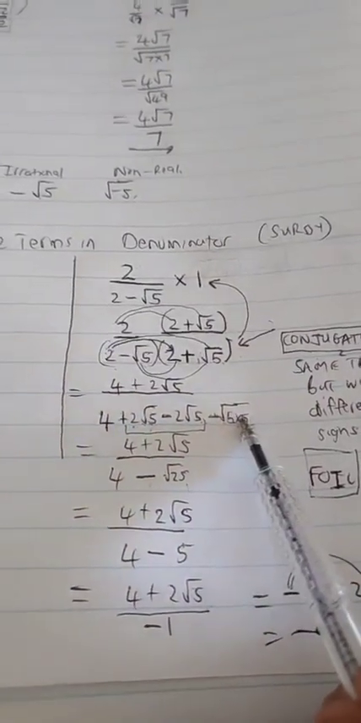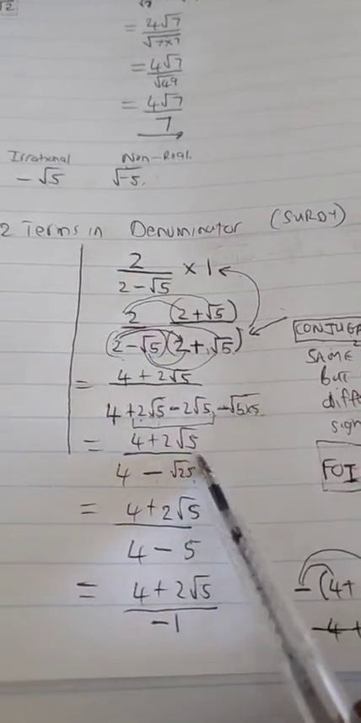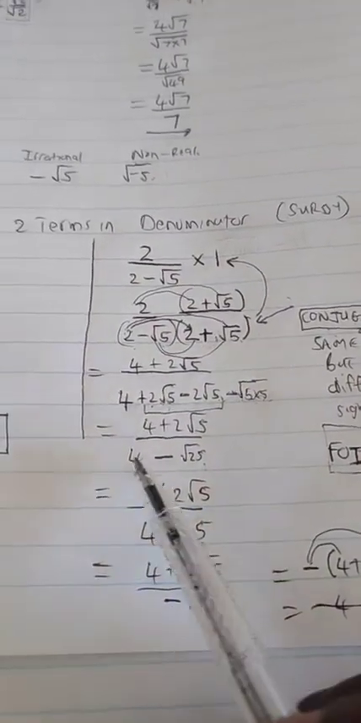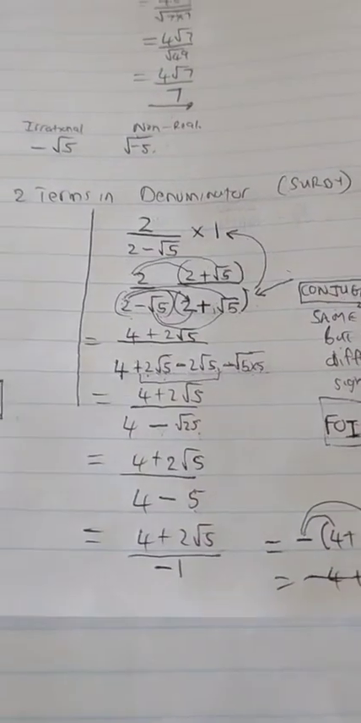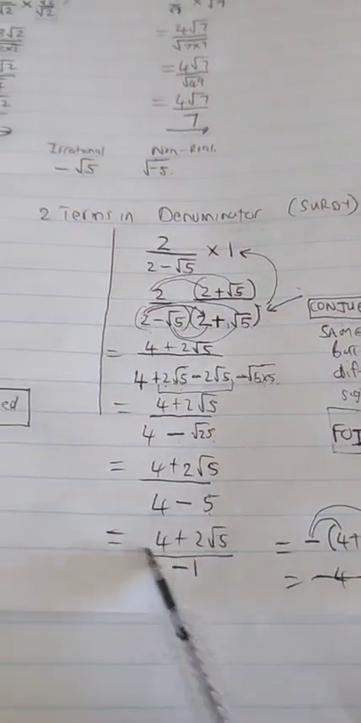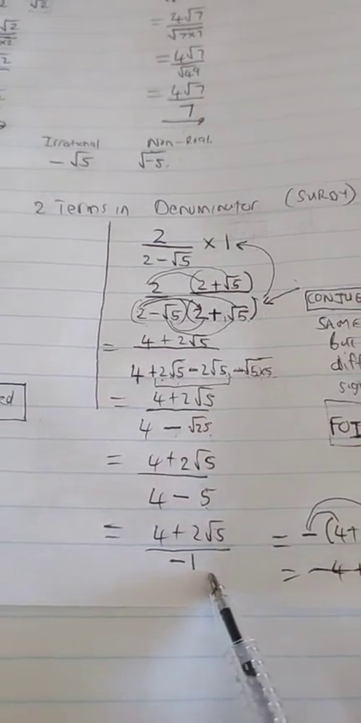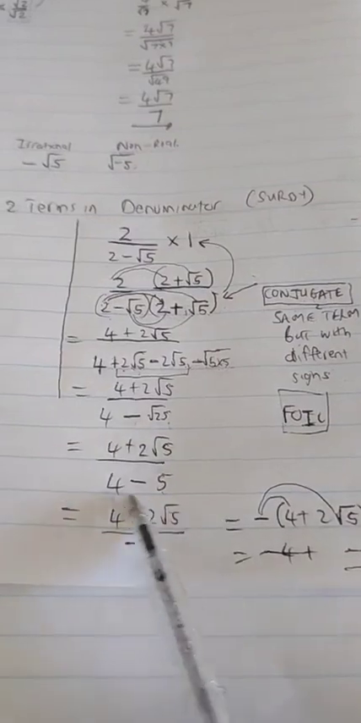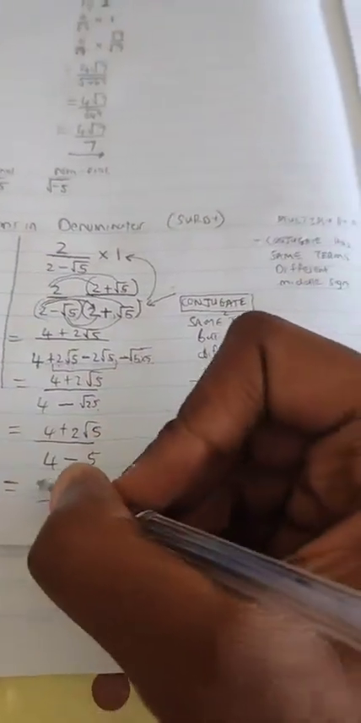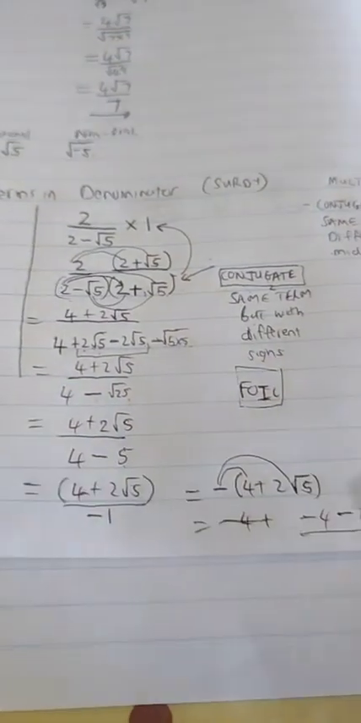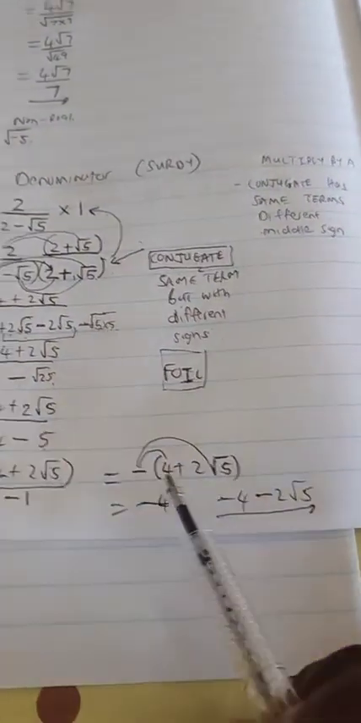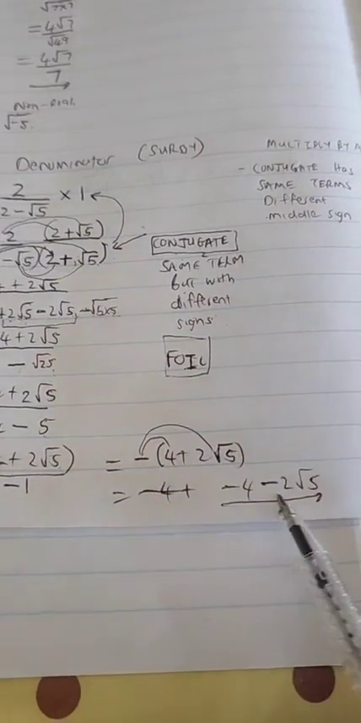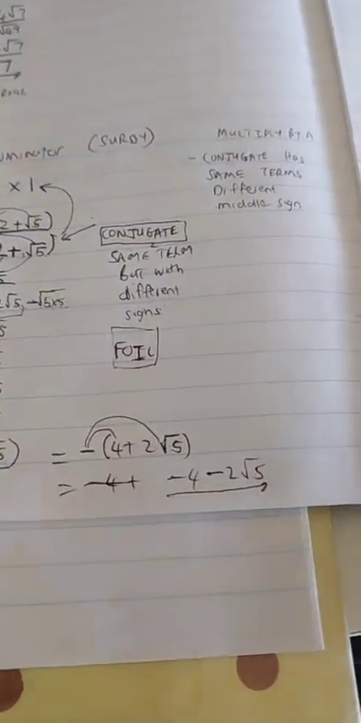Then you work out minus, what's 5 times 5 inside the root? It's 25. What's the square root of 25? It gives you 5. So in the denominator now you have 4 minus 5, which gives you -1. And then from there, guys, you ask yourself, what is this divided by -1? That gives you negative all of this. So you put it in brackets, negative what? 4 plus 2 root 5, and then you distribute the negative sign. Negative times 4, -4. Negative times positive 2 root 5, -2 root 5.